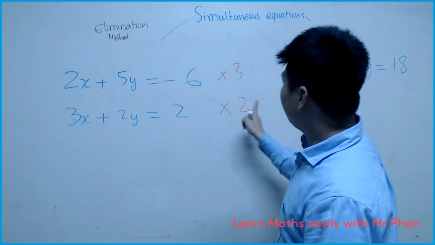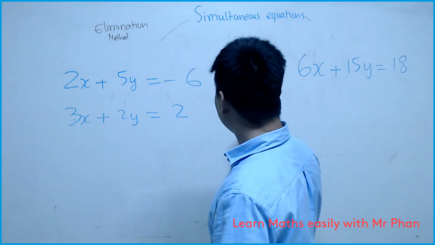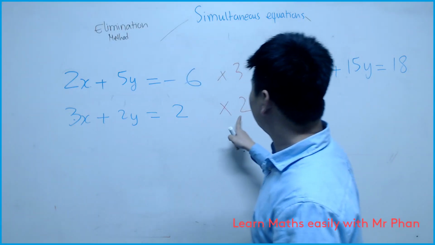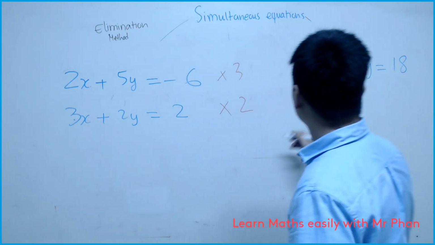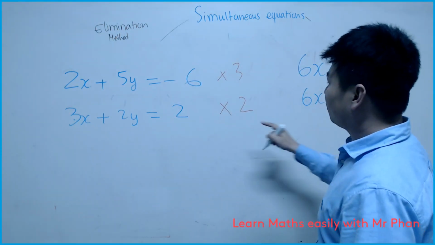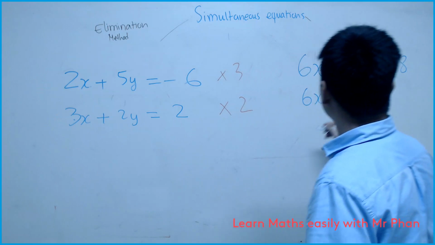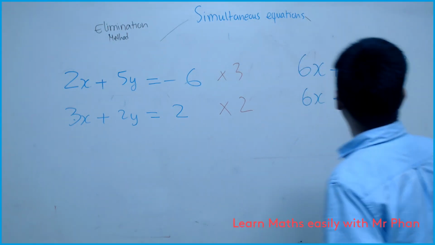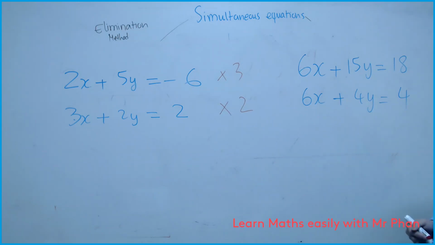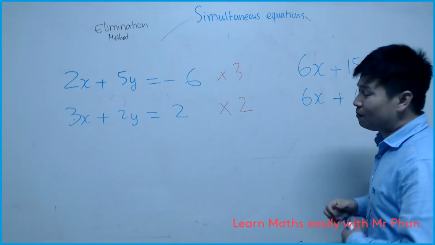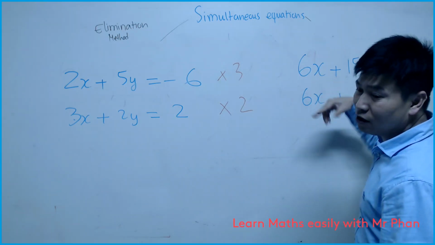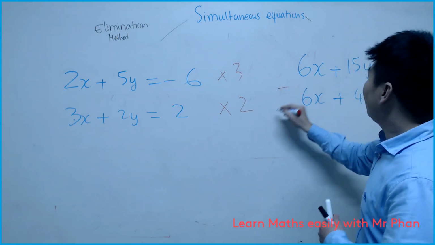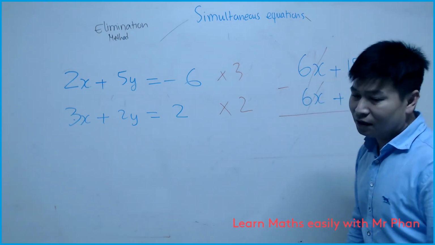Multiply the second equation the same. I multiply each term. So 3x times 2 is 6x, 2 times 2y is 4y, equals 2 times 2 is 4. Now you see the coefficient of x is now the same, so you can subtract and then you can eliminate x here.